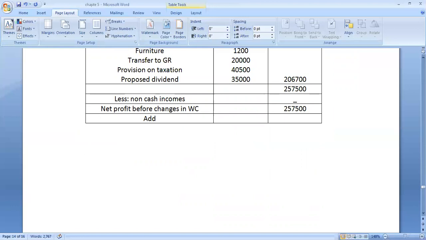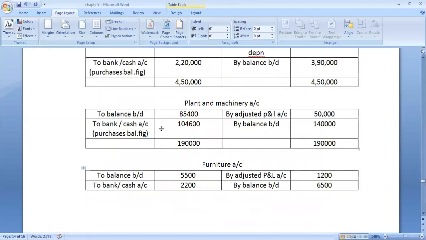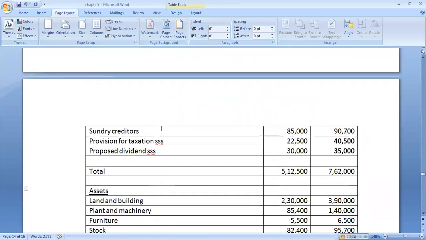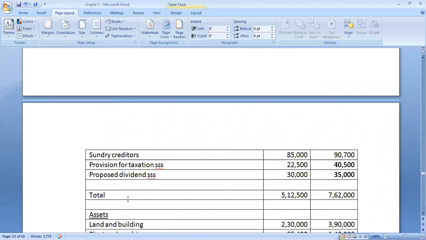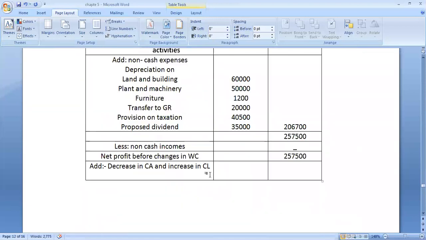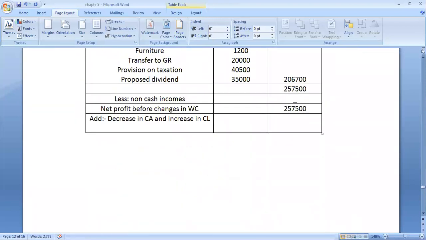So now add decrease in current assets and increase in current liability. So now see the balance sheet. Whichever current assets are decreased: stock is increased, sundry debtors is also increased. So now see the creditors. Sundry creditors is increased. Only one. So take the increase; there is no decrease here. So take only the increase in sundry creditors.